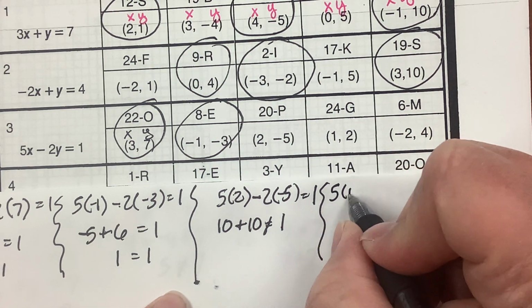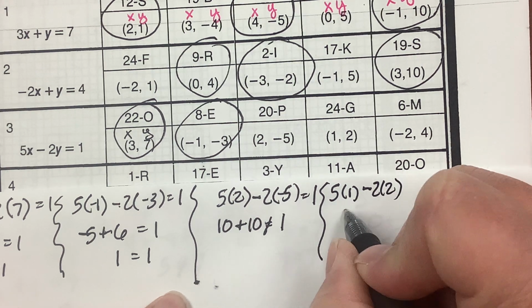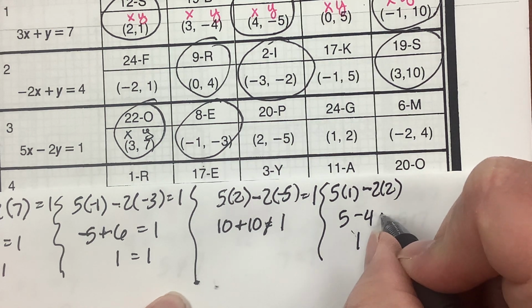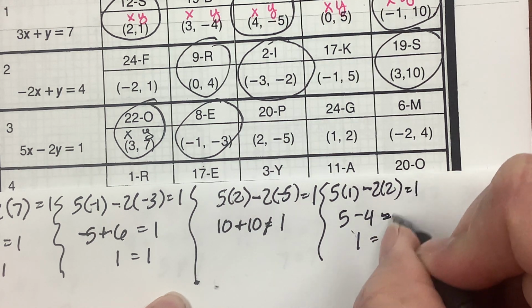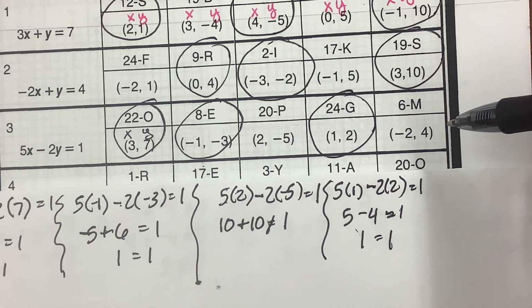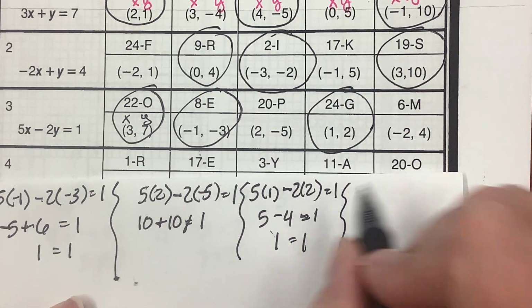But let's try this one. 5 times 1 minus 2 times 2. 5 minus 4. Hey, that is 1. Those are equal to 1. 1, 1, 1. That one worked. I already know this isn't going to work. You know how I know? Because they told me there were only 3 answers per line. But I am a double check person, so let's double check.